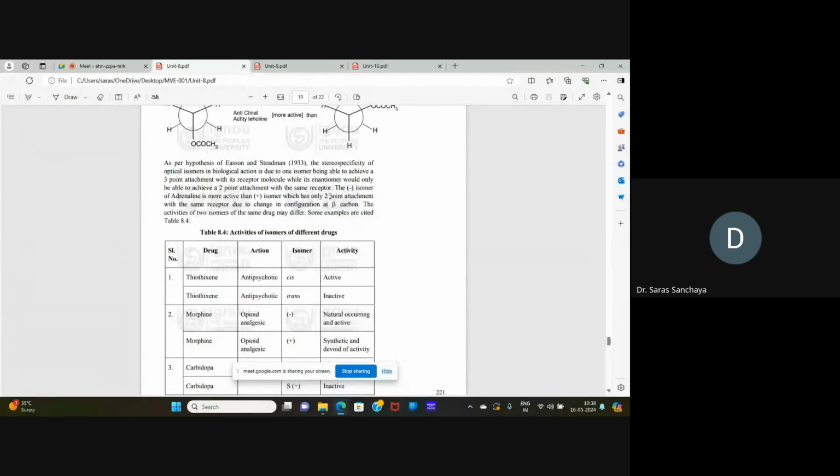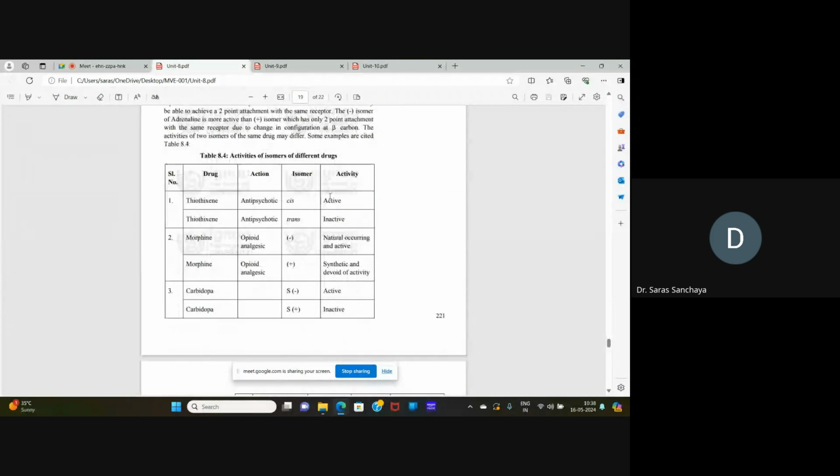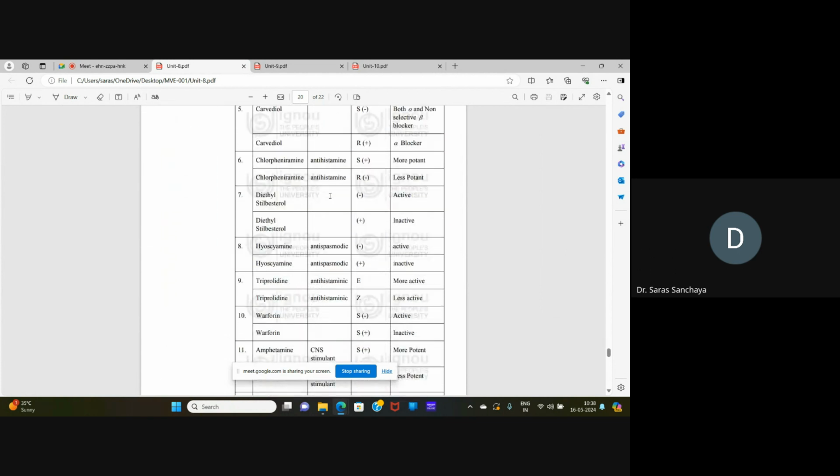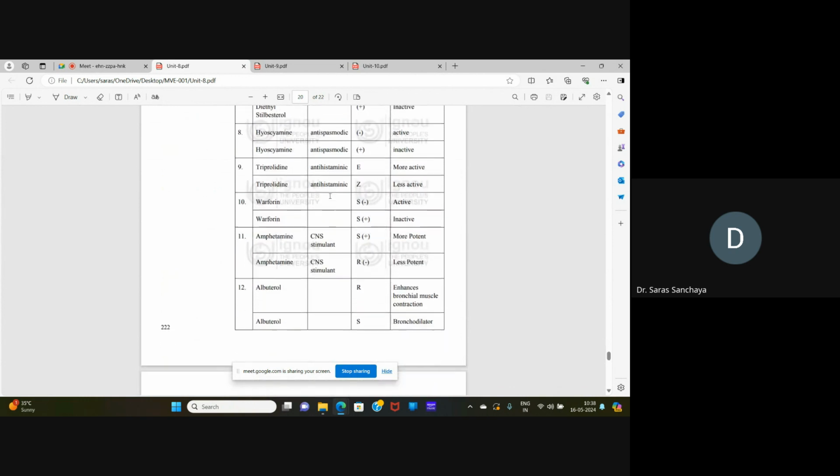Now, activities of isomers of different drugs. Thiothixene, that is cis, is active. Thiothixene trans is inactive. Similarly, morphine, an opioid analgesic: the minus isomer, naturally occurring, is active, and the isomer which is positive, synthetic, is devoid of activity. Similarly, there are different compounds and their activity, whether active or inactive.